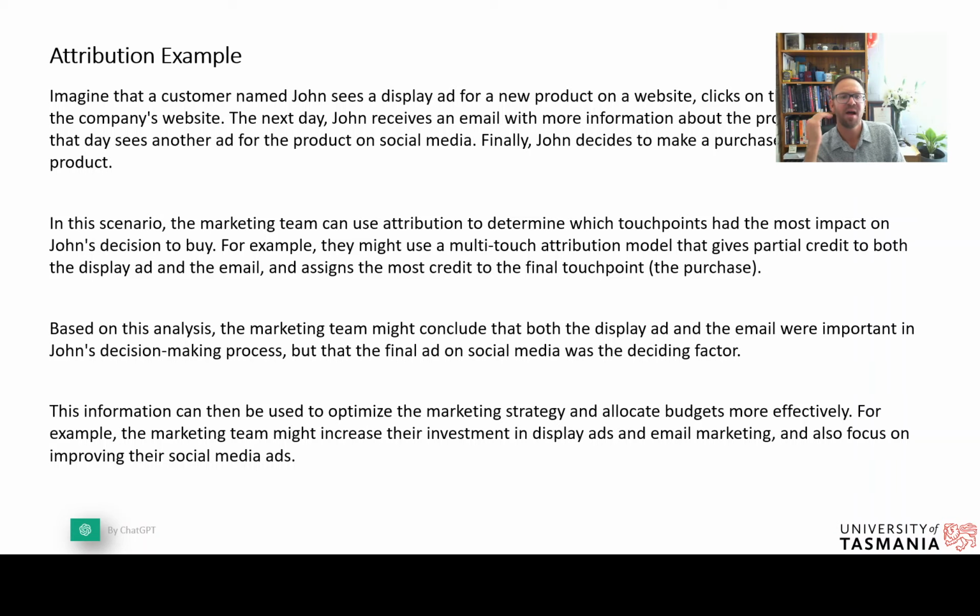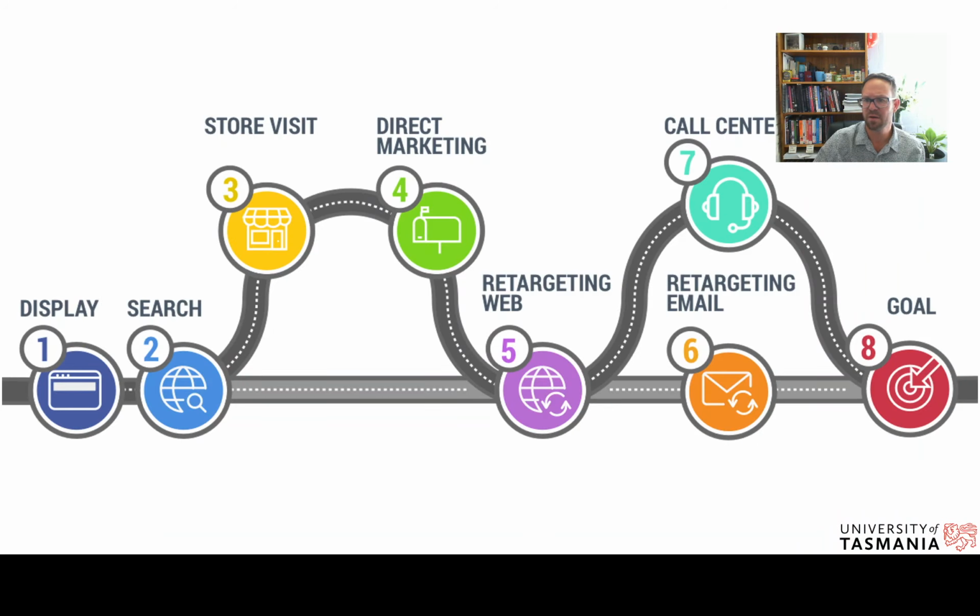So based on this analysis, the marketing team might conclude that both the display ad and the email were important to John's decision-making process, but the final ad on social media was the deciding factor. This information can then be used to optimize the marketing strategy and allocate budgets more effectively. For example, the marketing team might increase their investment on display ads and email marketing and also focus on improving their social media ads. Now, this is an example that was generated by ChatGPT, which I asked to give me an example of attribution. So instead of me having to write out a nice fancy story, I got ChatGPT to do that. All right, so let's have a look now how this might look in a visual way.